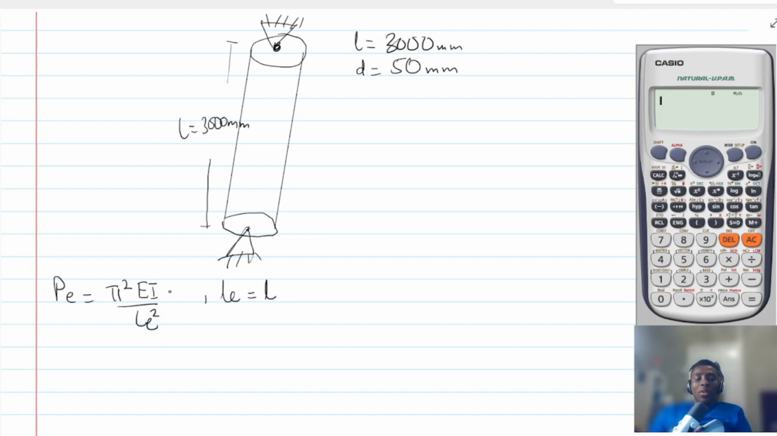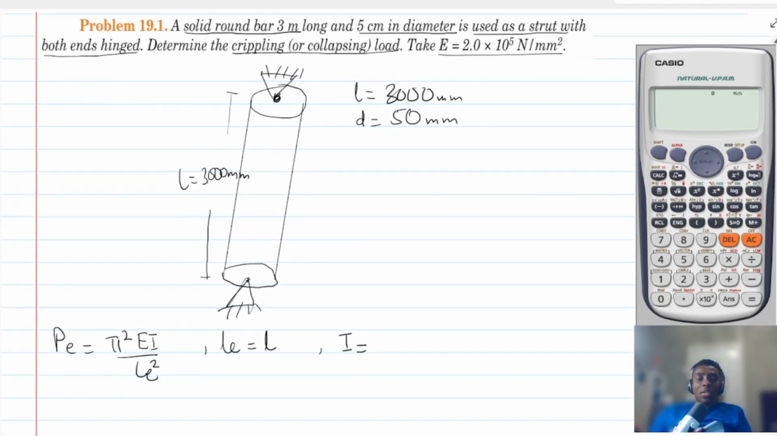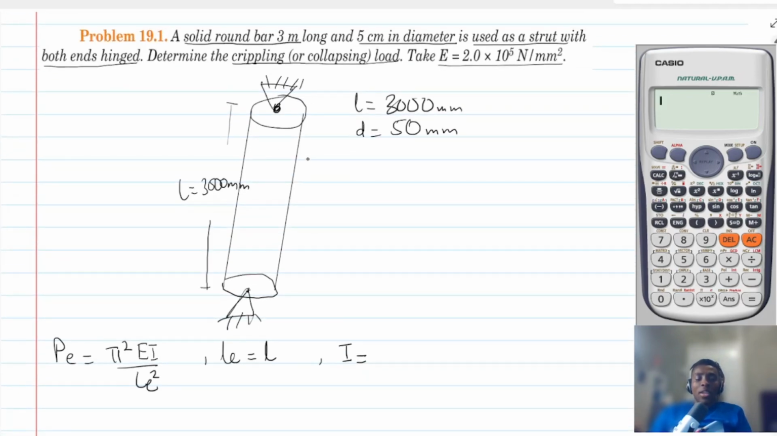But then what is the I? The I is the area moment of inertia. If I have a solid round bar, it will have a circular cross-sectional area, so it is going to be pi d to the power 4 over 64. You can also write this as one quarter pi r to the power 4. But since we are given the diameter, the area moment of inertia is pi times 50 to the power 4 divided by 64.